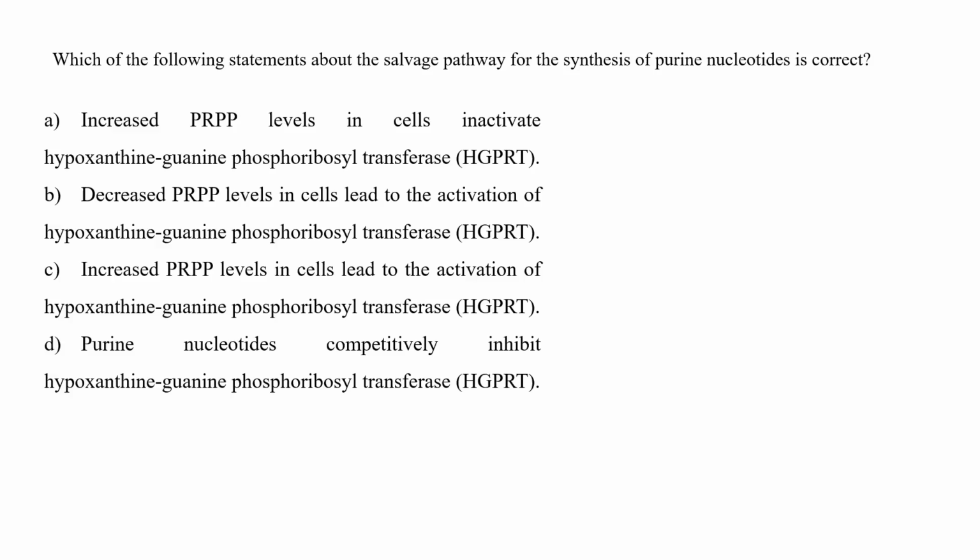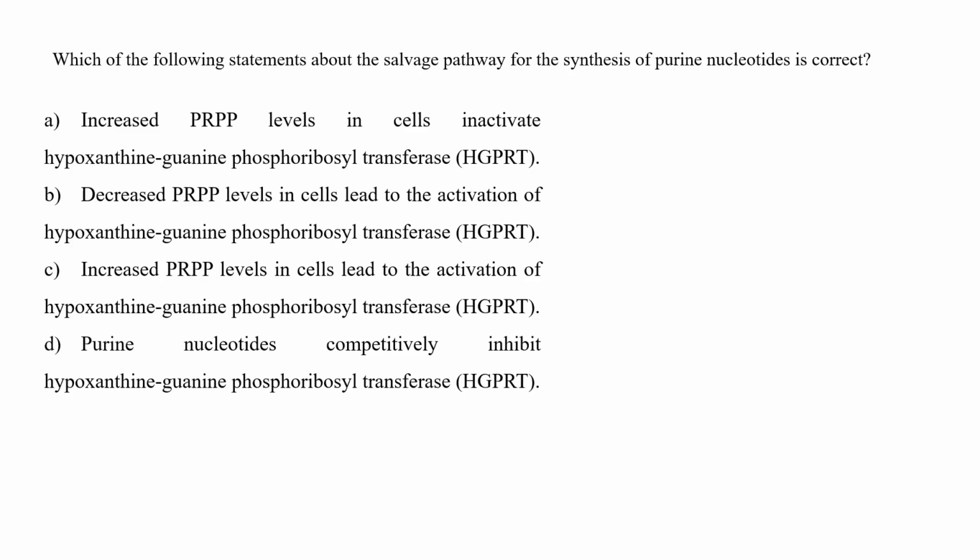Which of the following statements about the salvage pathway for the synthesis of purine nucleotide is correct? Increased PRPP level in the cell inactivates HGPRT. Decreased PRPP level in the cell leads to the activation of HGPRT. Increased PRPP level in the cell leads to the activation of HGPRT, or purine nucleotide competitively inhibits HGPRT.